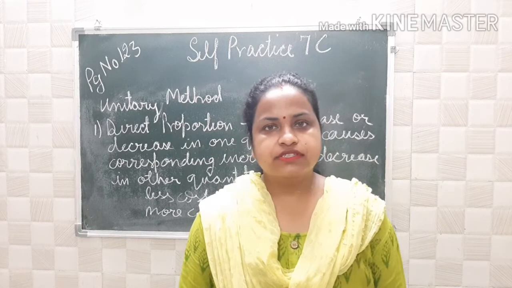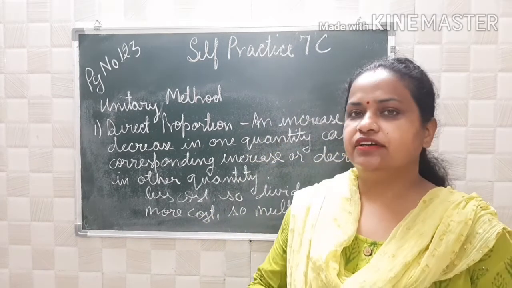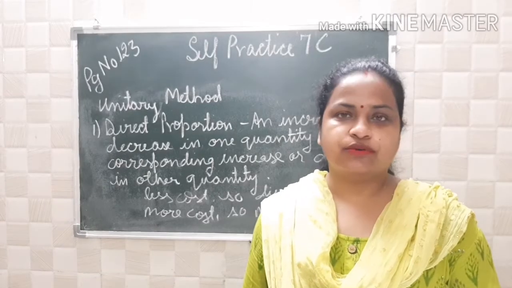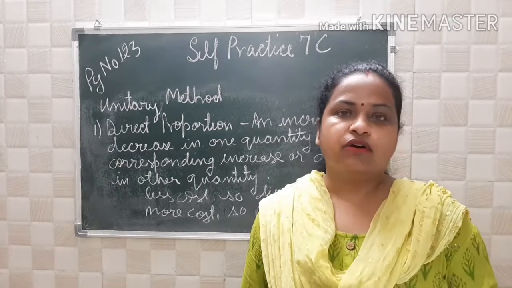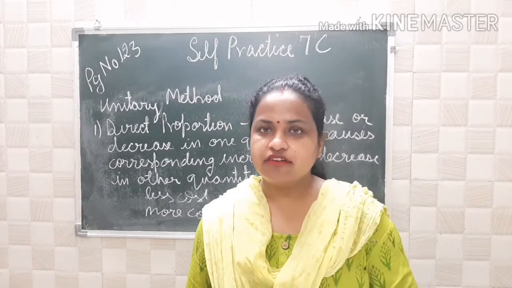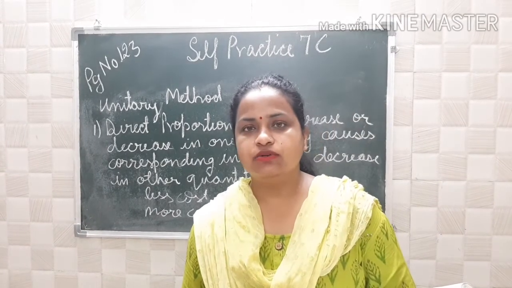Now we are going to start with 7c unitary method. See what you have to do. There are two ways to solve. One is direct proportion or direct variation, and another one is inverse proportion or inverse variation. So here there are two types of doing.